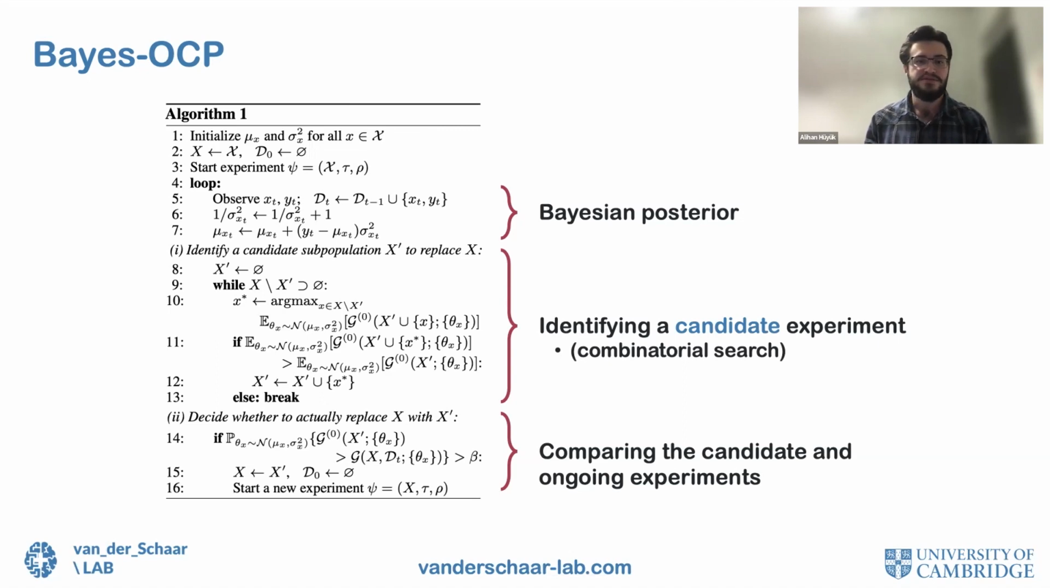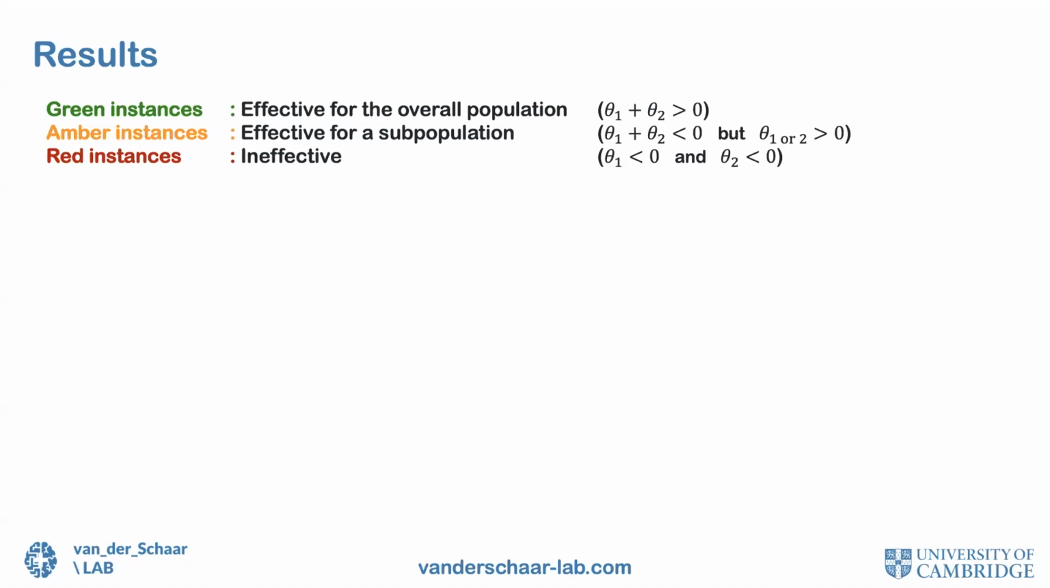So that might have been a lot to follow, but in a more intuitive sense, what Bayes OCP does is that it requires stronger evidence in favor of the candidate experiment to ever prefer it with respect to an ongoing one. I want to quickly show some basic results to show that this works.